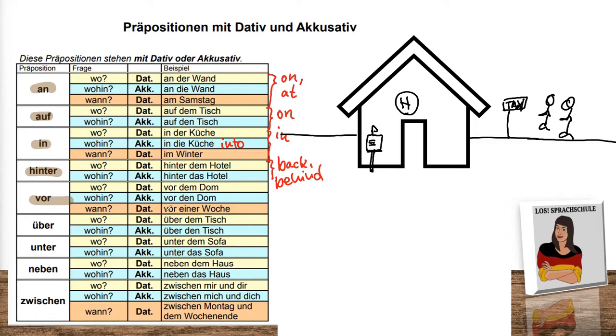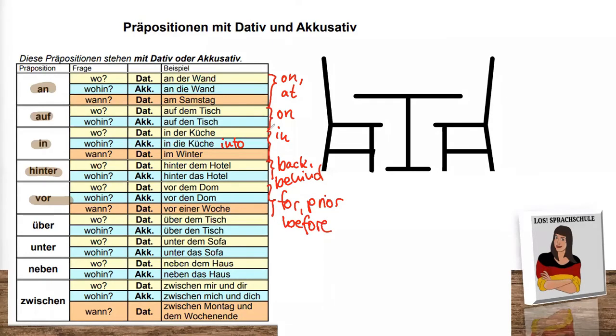In this case, it's Dativ again, vor einer Woche, vor einem Jahr, vor einem Monat, and all this. So, for, prior, it can mean, or before. Next one is über, above. If we say wo, again Dativ, über dem Tisch. Above the table is a picture. Über dem Tisch ist ein Bild.